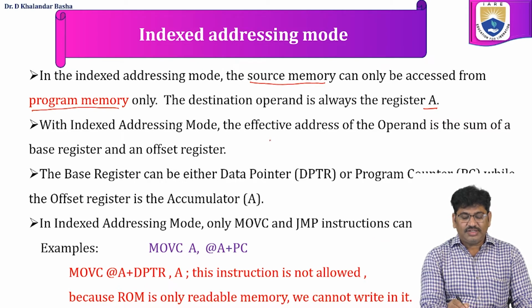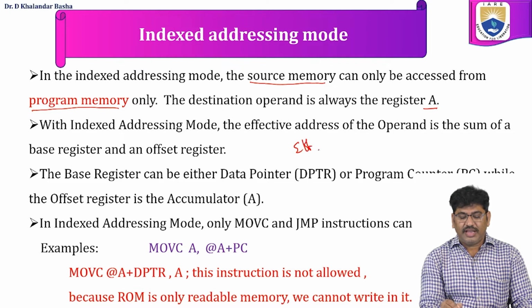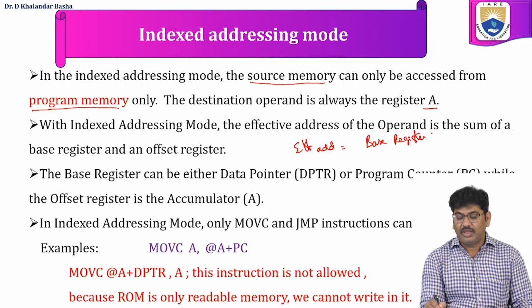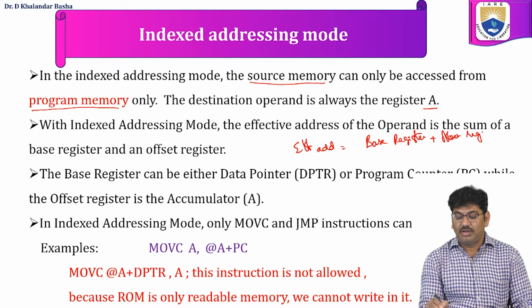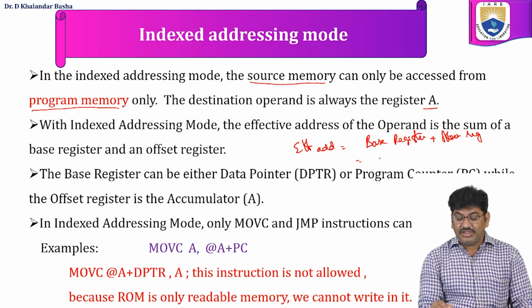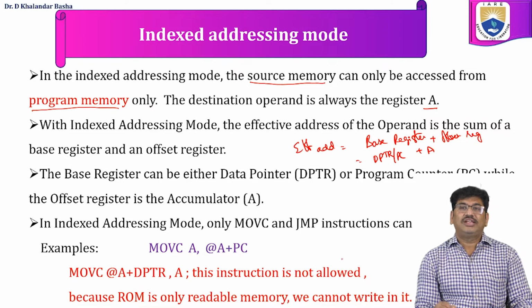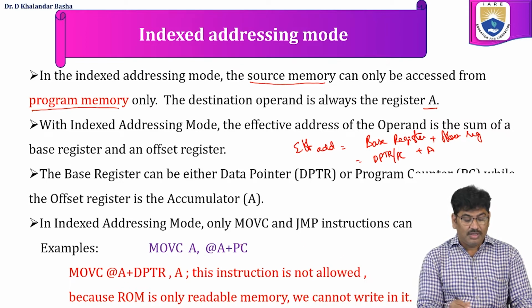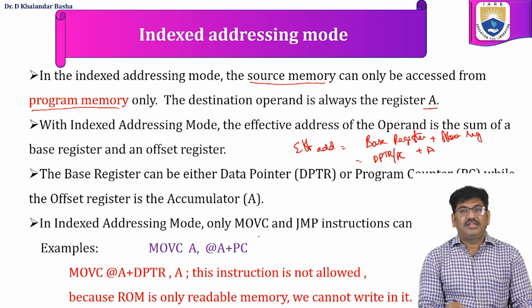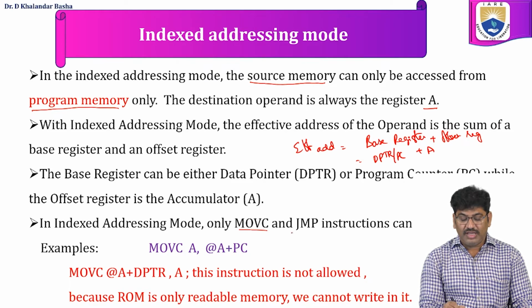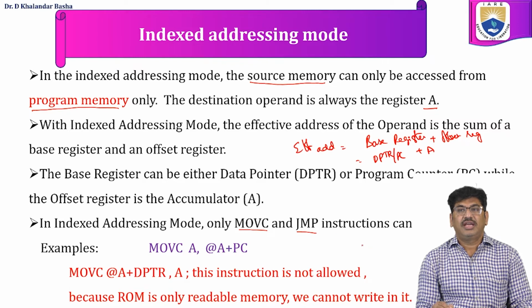So as per the statement, the effective address is the sum of the base register plus the offset register. The base register can be either DPTR or PC. This will be added with the offset register, which is the accumulator. In indexed addressing mode, only MOVC and jump instructions can be used.